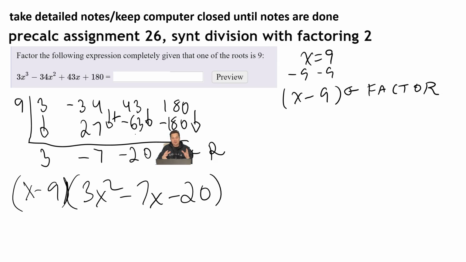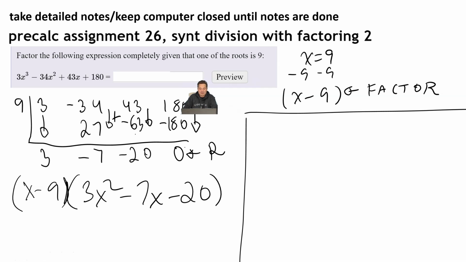And this is a way of writing the original polynomial. However, while x minus 9 is as simple as it can be, you cannot make it simpler. The 3x squared minus 7x minus 20 clearly is not as simple as it can be. It can be factored very likely. So a way to go about that is the following. I'm going to do this.